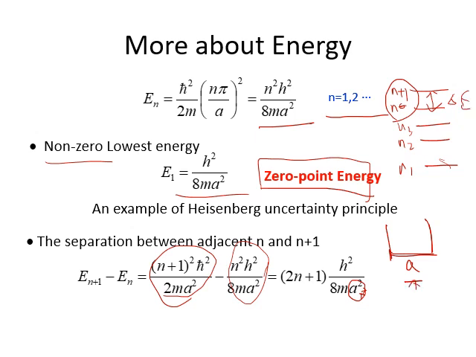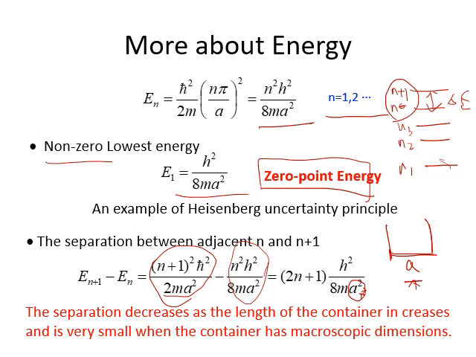Imagine a increases to become a centimeter. Then delta E is so small that you can think about it as continuous, not quantized. Therefore, the separation decreases as the length of the container increases, and is very small when the container becomes a macroscopic dimension. So for a macroscopic dimension, the separation is too small to be observed. You can ignore the quantization when the dimension becomes macroscopic.